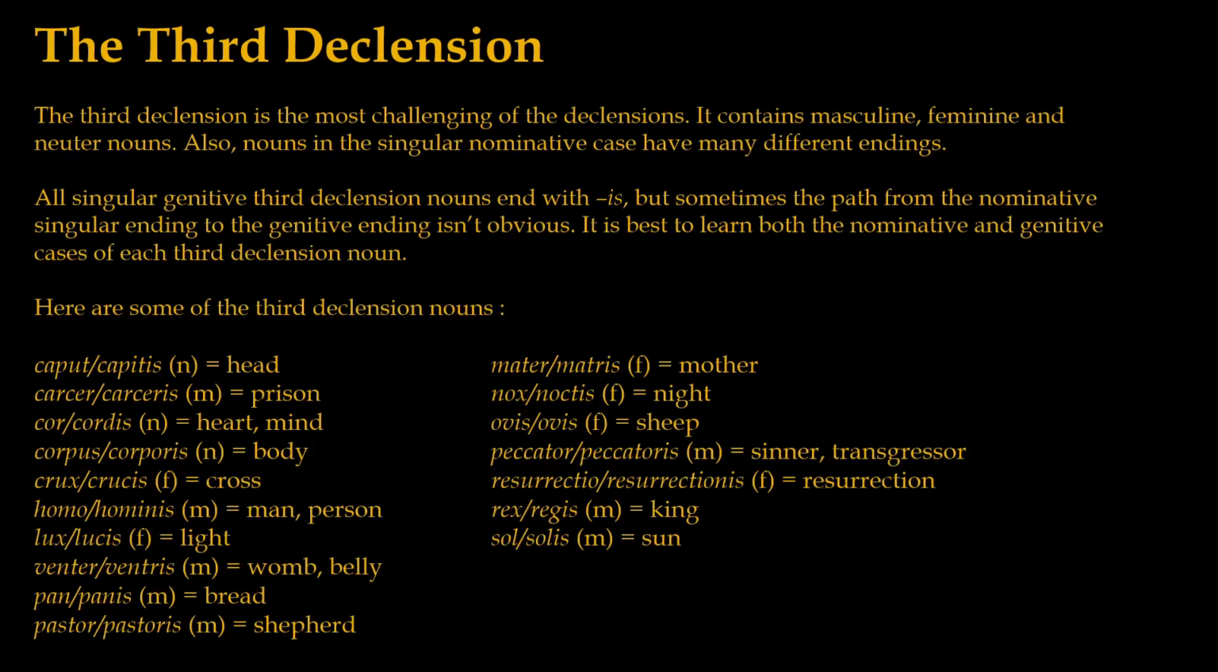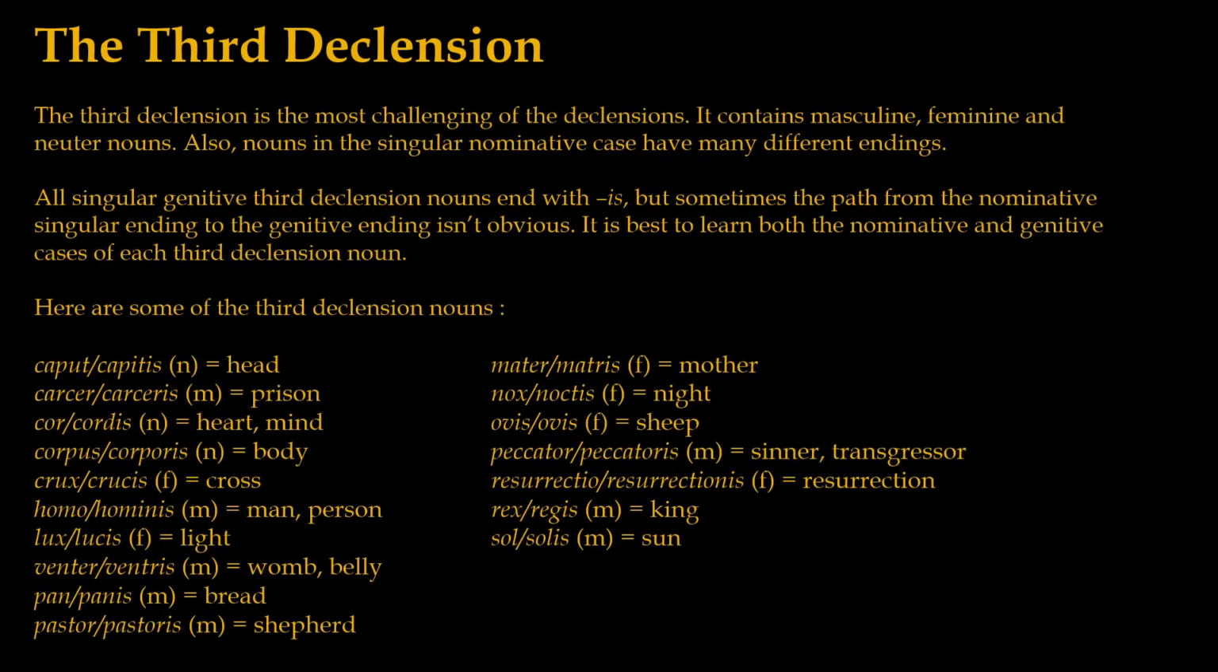Crux, crucis, cross. Our word crucial, for example, is related to this. We use the phrase in English, the crux of the matter. Those words are related to that, and also cross is related to that word. Homo, hominis, so man, person. Homo sapiens, right? Sort of the thinking being. Lux, lucis, light. Luxury, I think, would be related to this. Lucid, if something is lucid, would be related to that. Lux, nominative singular, lucis, genitive singular, meaning light.